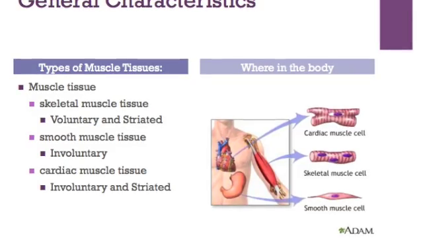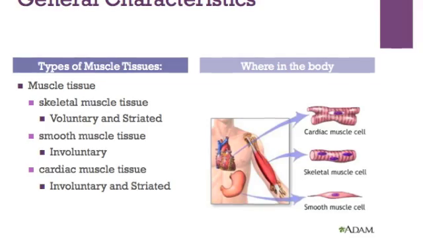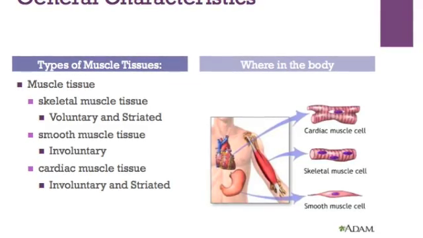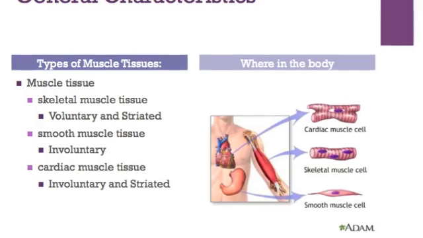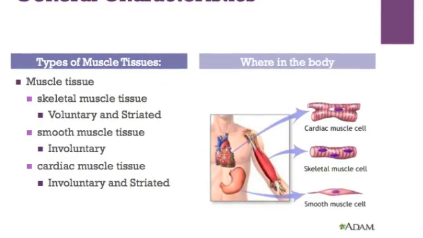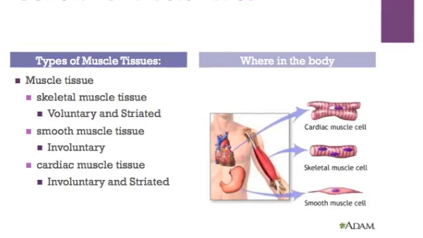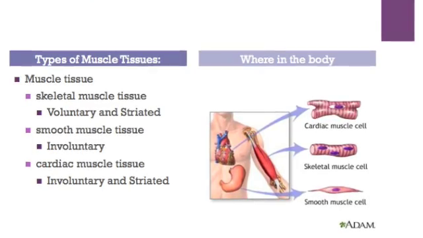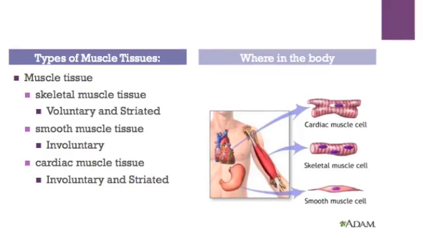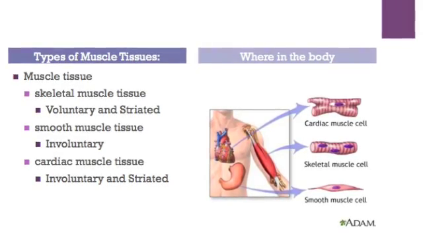The location of smooth muscle tissue are walls of hollow internal organs. Cardiac muscle tissue. Cardiac muscle tissue are branched cells that are striated and contain a single nucleus. The function of cardiac muscle tissue is heart movements. The location, the heart muscle.